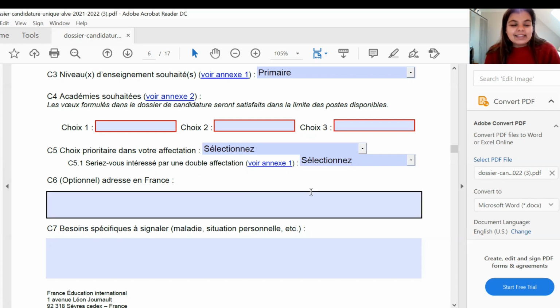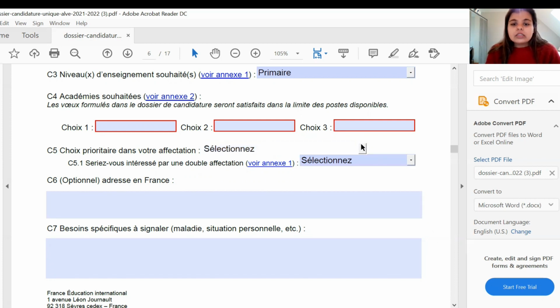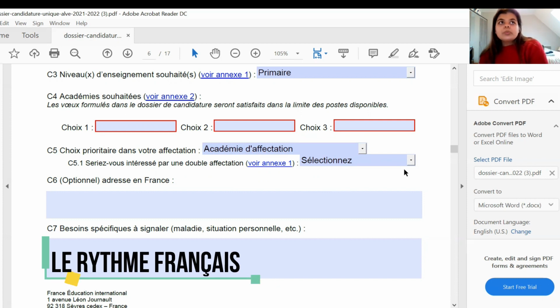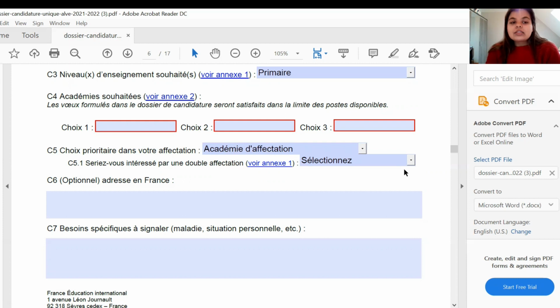Okay. Next thing. In this column, you will choose your academy d'affectation. And then, are you interested in double affectation? That means do you want to be allotted to more than one school? So guys, there are assistants who also get 3 schools.